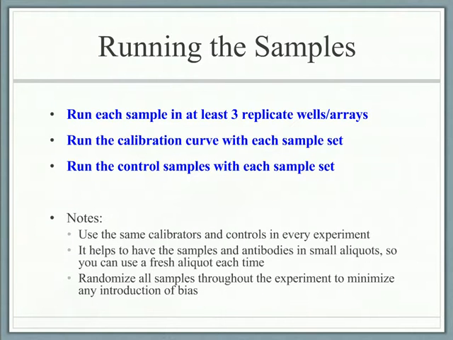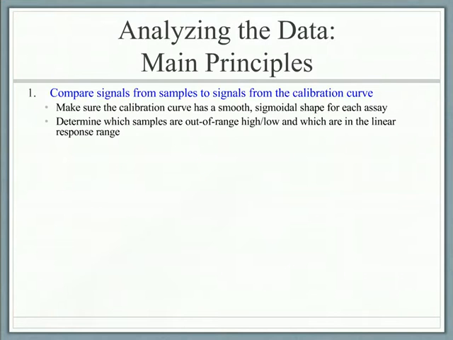So notes here, you want to use the same calibrators and controls in every experiment so that you can compare between experiments. One consideration for the samples and the antibodies for long-term use is it's valuable to have small aliquots. We use a fresh aliquot every time. And of course, if you're doing clinical sample sets, remember to randomize everything to minimize the introduction of bias. And I'll tell you how to use this information now in the next slide, some considerations for analyzing the data.